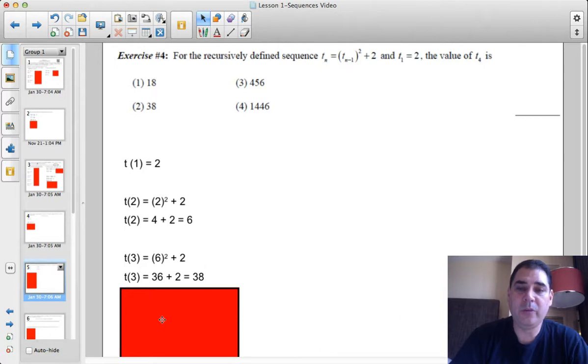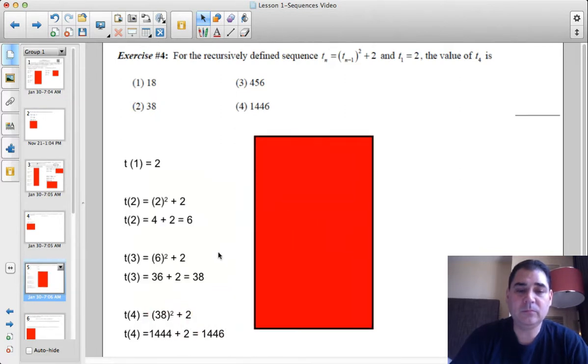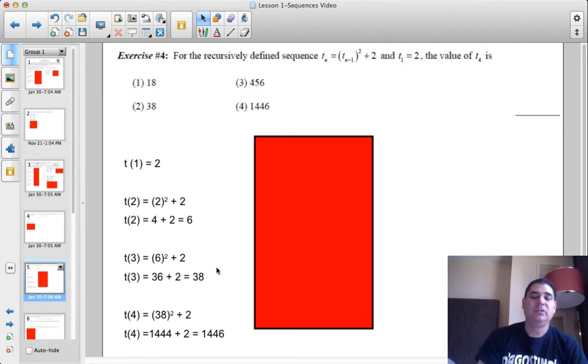Now if I want the fourth term of the sequence, you take the previous term, which is 38, repeat the process, square it, and add 2. So 38 squared is 1444. Add 2, you get 1446. That's choice 4.